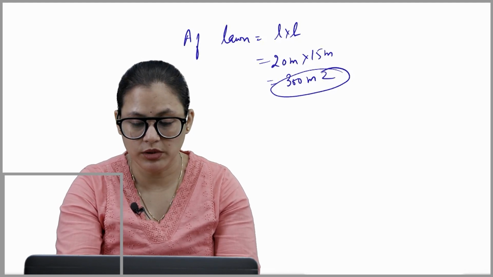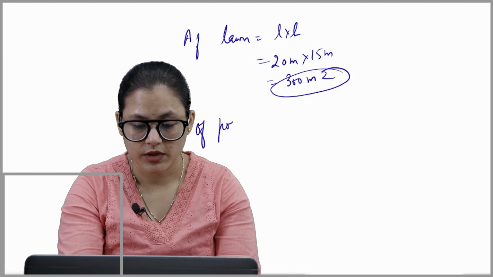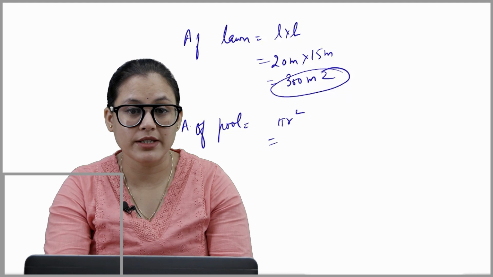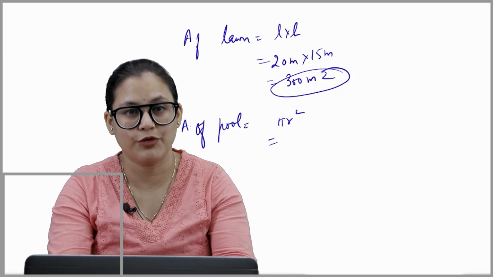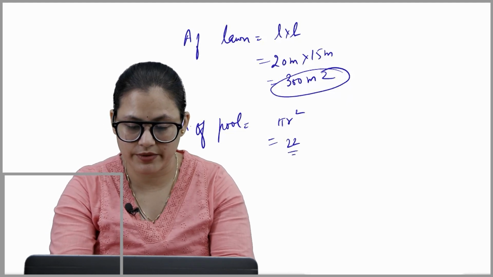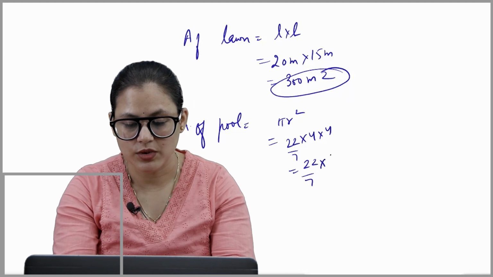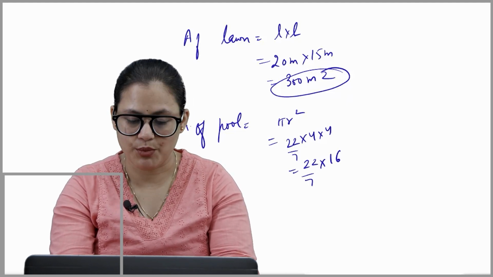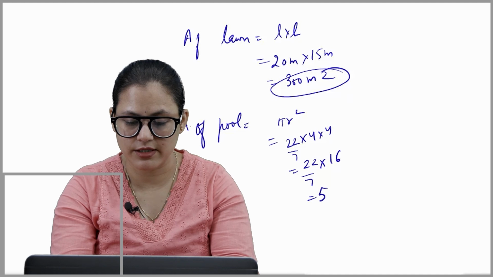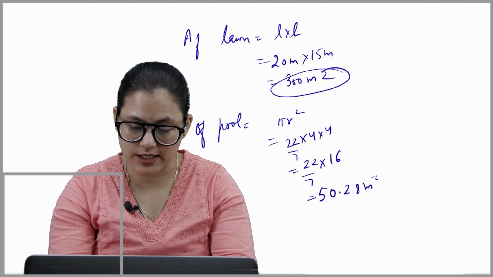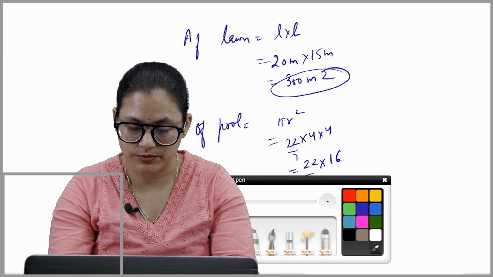Now area of pool is pi r square. What is the radius? Radius is 4. So 22 by 7 into 4 into 4. 22 by 7 into 16. And then approximately you will get this answer, 50.28 meter square. Now this is the area of pool.